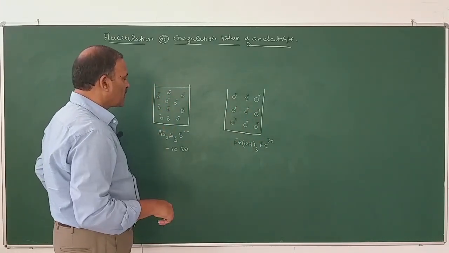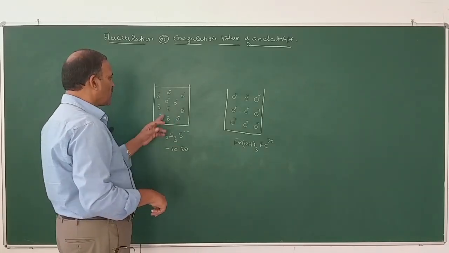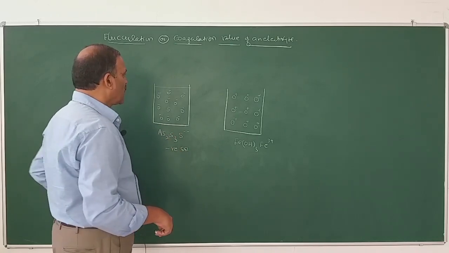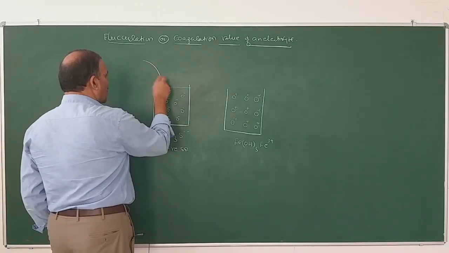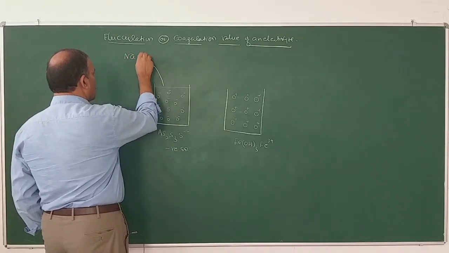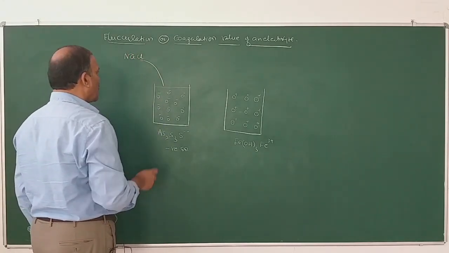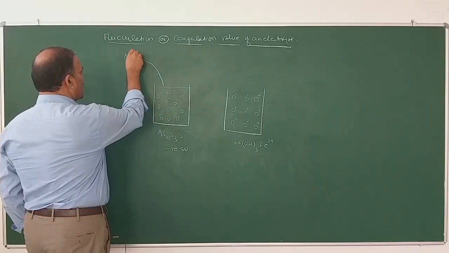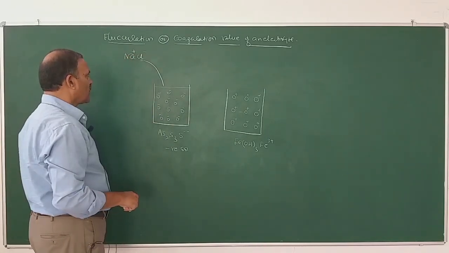For the precipitation of the salt, we have to remove the charge on the colloidal particles. To remove the charge, the last method is by the addition of an electrolyte, say for example sodium chloride. What is an electrolyte? An electrolyte is a substance which contains positive ions as well as negative ions.